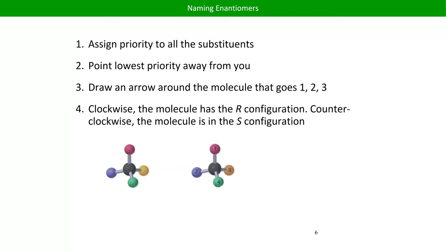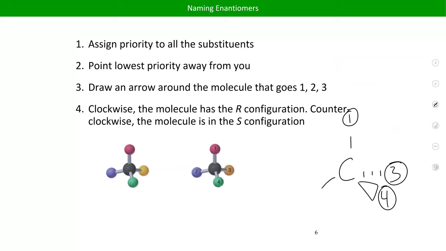Once we assign the priority, we take that molecule and rotate it so that number 4 is pointed into the board, away from us. If we're used to drawing our tetrahedral geometries like this, it doesn't matter what those substituents are once we assign priority to them. So now we have to take this molecule and spin it around so that number 4 is pointed towards the back, where number 3 is. But we can't just swap 3 and 4 because this is a 3-dimensional object. If we just swapped 3 and 4, we would have to break a bond to do that. So what we do instead is we visualize spinning it around.